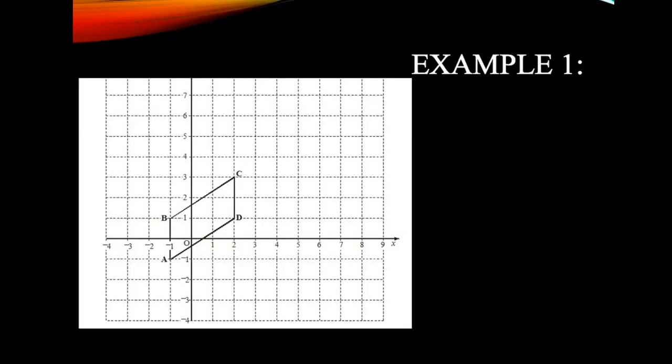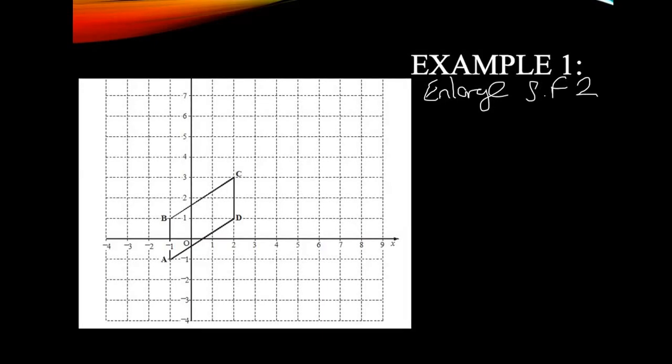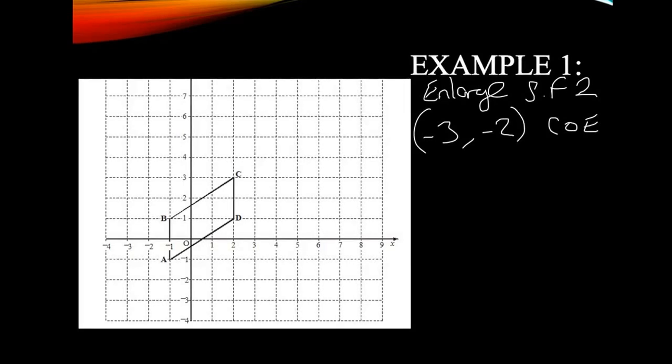In this first example, we can see that we've got a shape drawn on a grid. There isn't an actual question here. I'm going to tell you what it is that we're going to do. We're going to enlarge this with a scale factor of 2. And we're going to do it from the point -3, minus 2. So this is my centre of enlargement. So we're going to do it scale factor 2 from -3, minus 2.